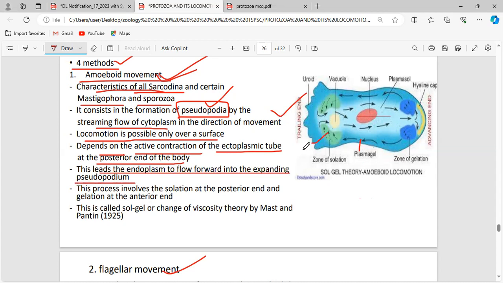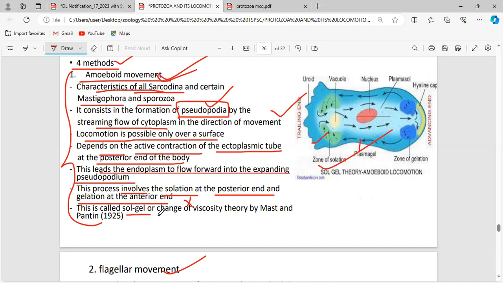What are all the things I have explained here? It is not in detail, just remember what I have said. This is an important area: the process involves solation at the posterior end and gelation at the anterior end. This will be a question.